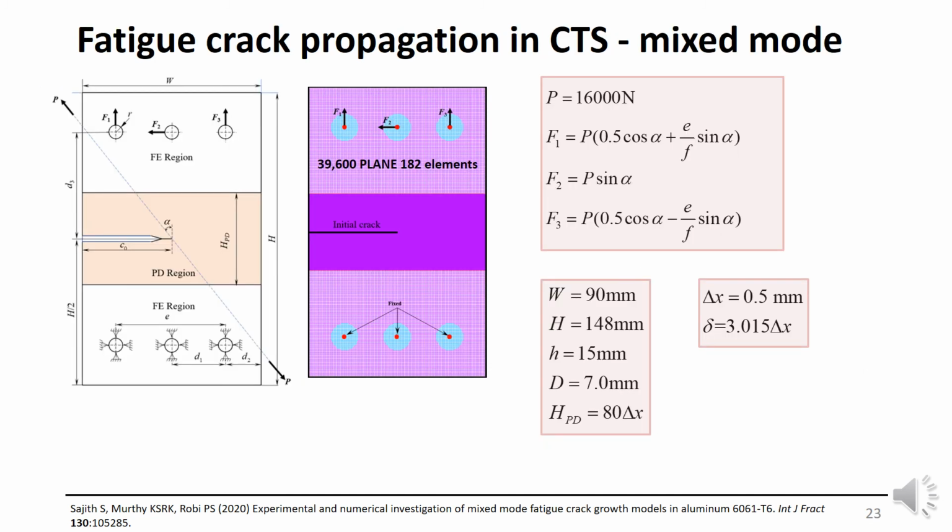Then I move on to a mixed mode case with the compact tension test specimen. The mixed mode loading is dictated by this load angle alpha, which is going to be 30, 45, or 60 degrees. Again, we model the region away from the crack tip and crack with finite elements, and here is the peridynamic region. Everything else is the same in terms of grid spacing and horizon size.